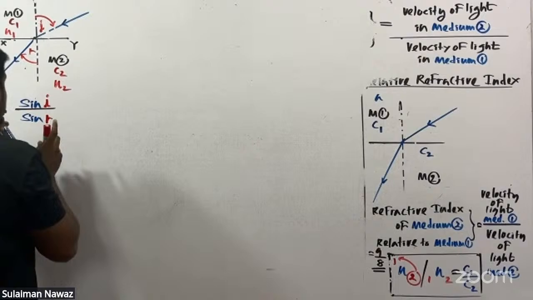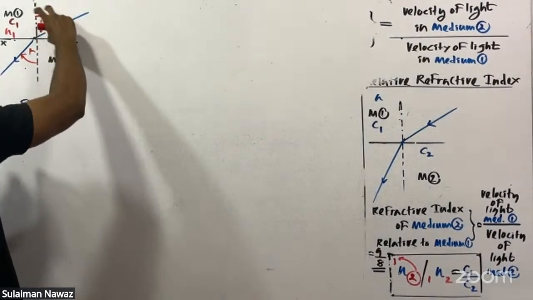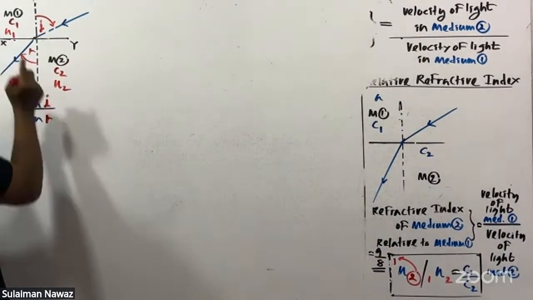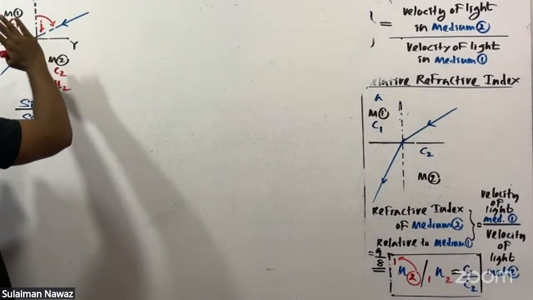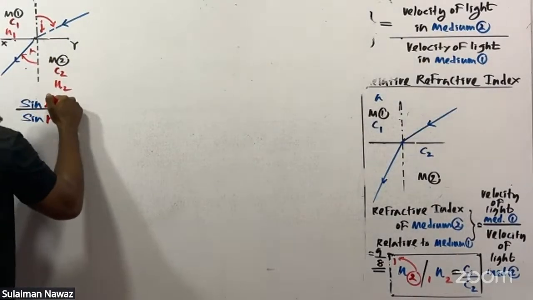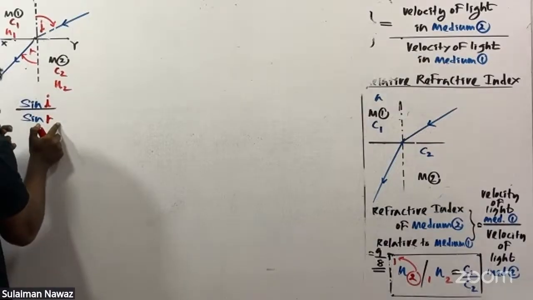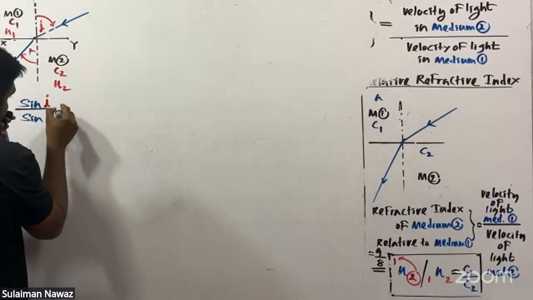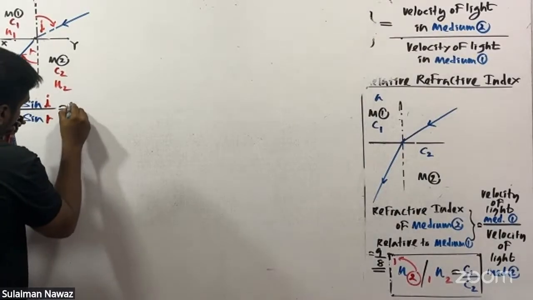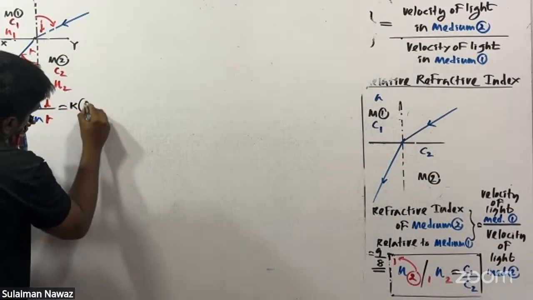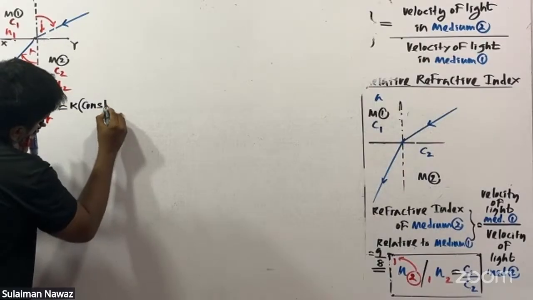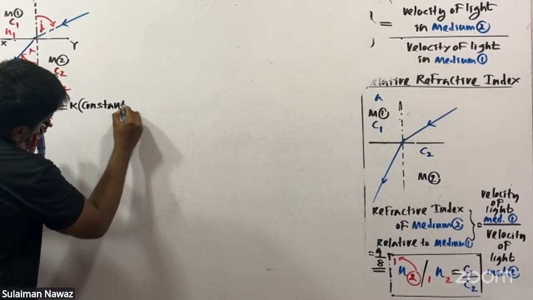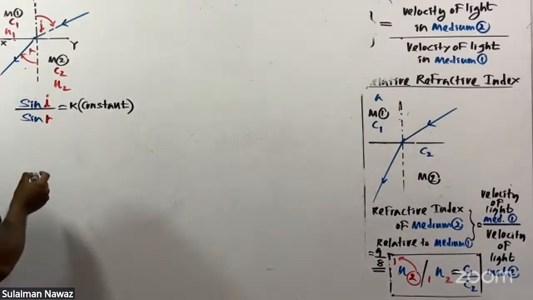It doesn't matter when your incident angle increases. Remember, R also increases, and this refraction ensures the ratio of sine of the incident angle to sine R always stays constant. This is always a constant. This is what they state in Snell's law. K means a constant.